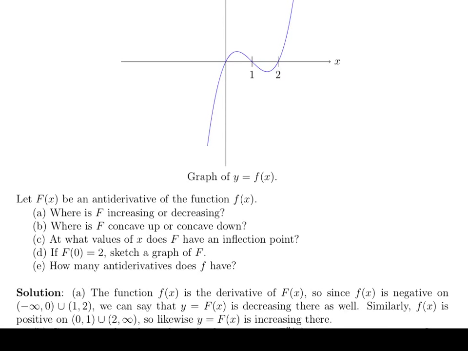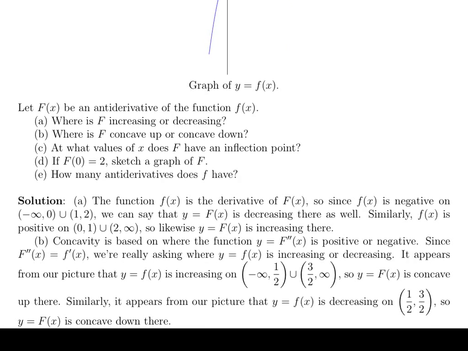Now let's talk about concavity. All right, so concavity of big F of x is asking where is the second derivative of big F positive or negative. And now, right here, we can say that F double prime is equal to little f prime. So if we're asking where that's positive or negative, then really what we're asking is this question: where is little f of x increasing or decreasing?